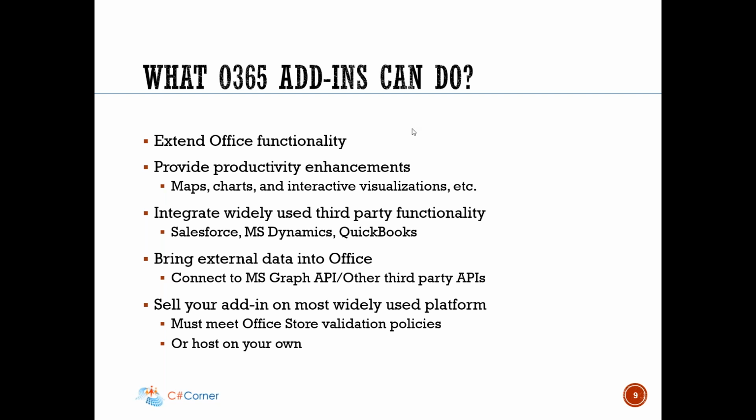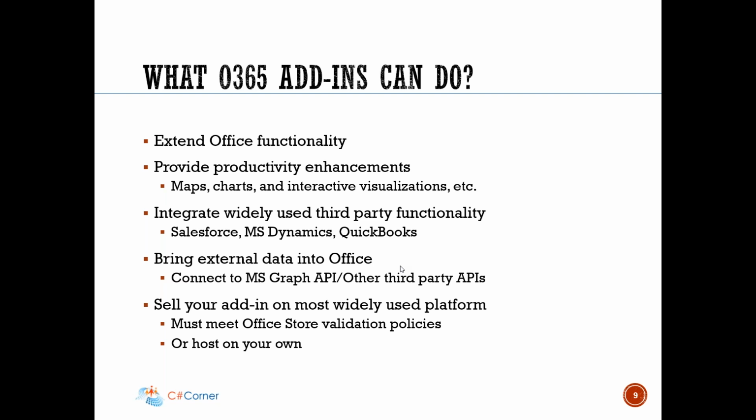Okay, so using the Office add-ins, you can integrate the widely used third-party products. You can bring external data into your Office applications. So the example is Microsoft Graph API for connecting the Office 365 data from other applications. Let's say you are working in Excel, you are working in Word, and you want to integrate data from other Office products. Then you can do it using the add-ins, or there are so many third-party APIs as well.